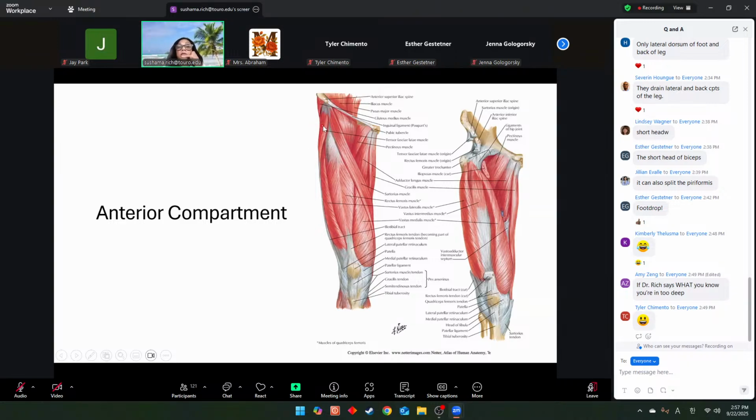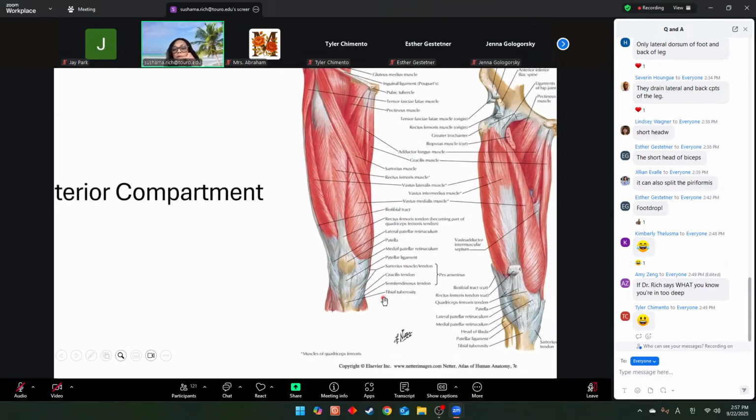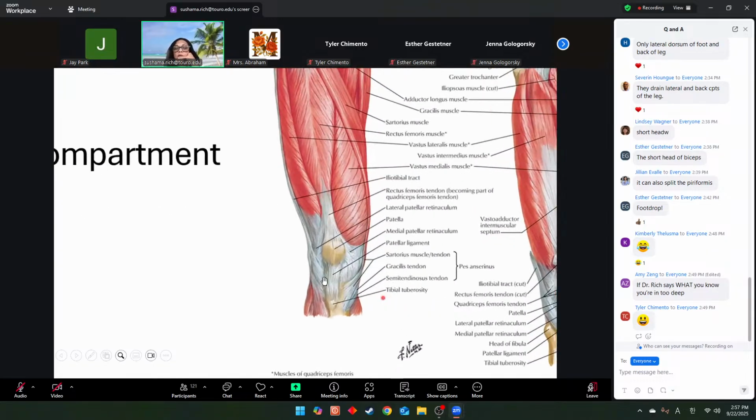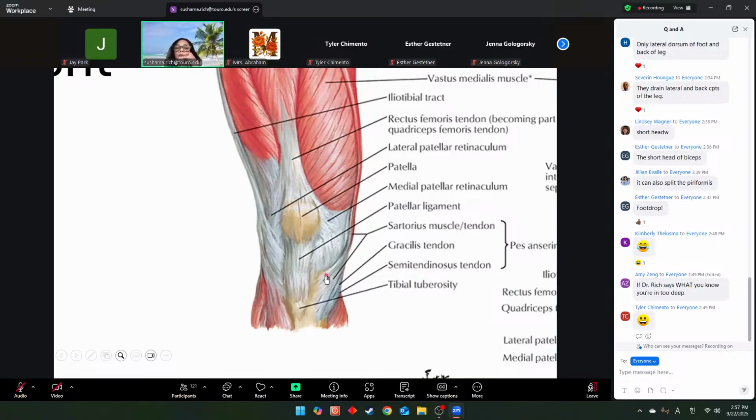This is tensor fascia lata. It is going to insert into the iliotibial band. This is sartorius. Sartorius arises on the anterior superior iliac spine. It's the longest muscle in the body. It comes all the way down and inserts on the medial aspect of the tibia. There, three muscles are competing for the same spot: sartorius, gracilis, and semitendinosus.